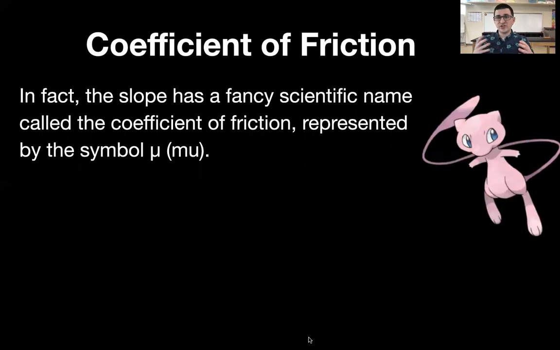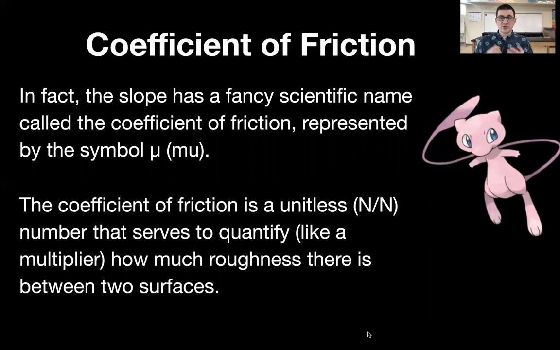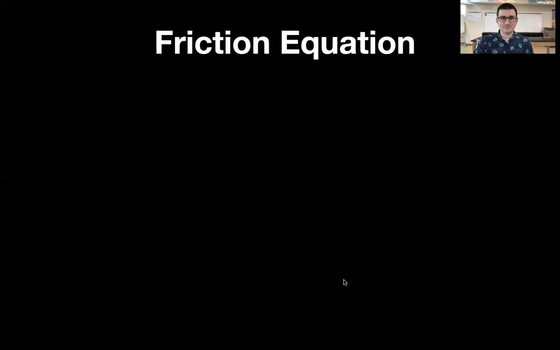So we actually determined that the slope has a fancy scientific name, which is called the coefficient of friction. And it's represented by the Greek letter mu, which looks kind of like an M and a U. So the coefficient of friction is a unitless number, because it was newtons divided by newtons, that serves to quantify, like a multiplier, how much roughness there is in a surface. So if a surface is very rough, for the same amount of force normal, we're going to have a lot more force friction because we're multiplying that force normal by a bigger slope.